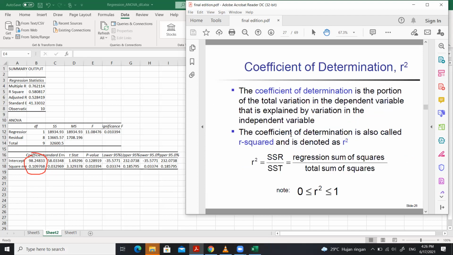Okay, so we move forward to the coefficient of determination, R square. We denote it as R power 2, and we can compute it by SSR divided by SST, the regression sum of square over the total sum of square. And this coefficient of determination, in other words, we can say is a correlation. You remember correlation.